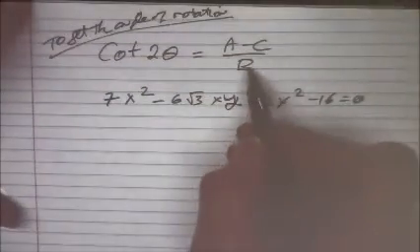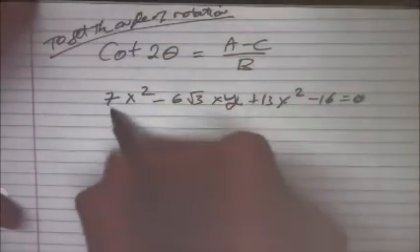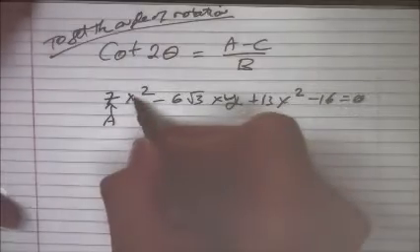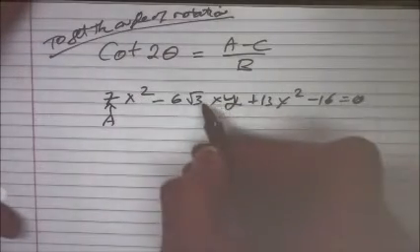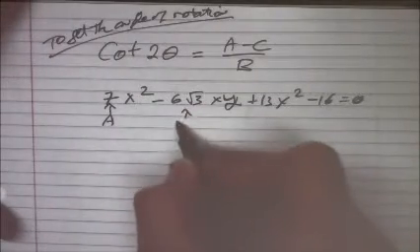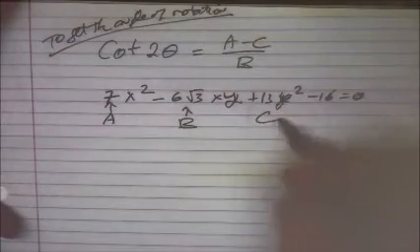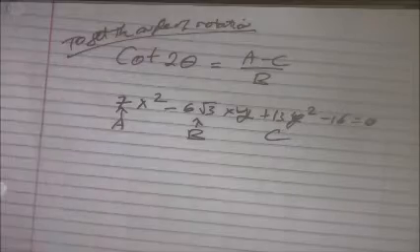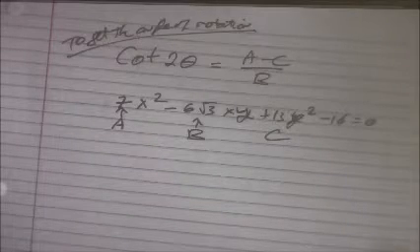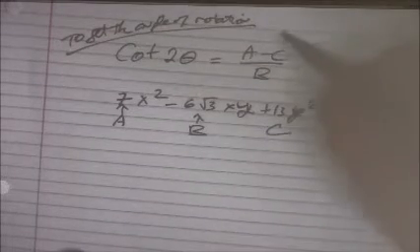So A, C, and B all come from here, where that's A, the coefficient of the x squared. The coefficient of the xy is B. The coefficient of the y squared is C. And then there's D and E for x's and y's, and F for the constant. But we're not going to need those because we only need these 3.